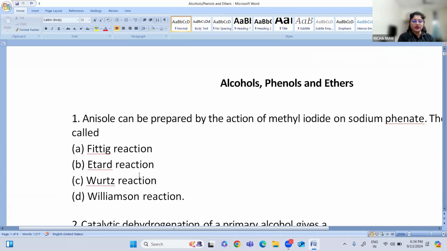So what is anisole? Yes, students, what is anisole? What is the answer? Try. So anisole is the compound with OCH3, a methoxy group.